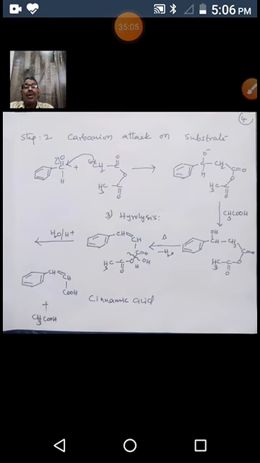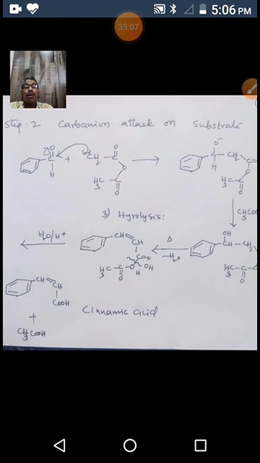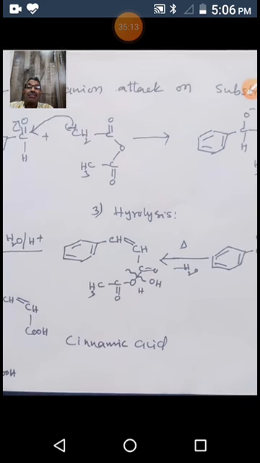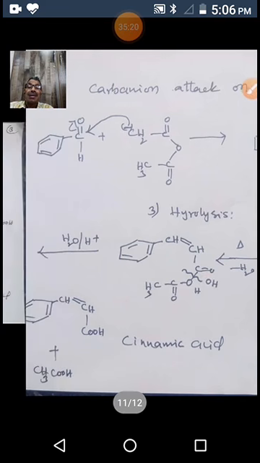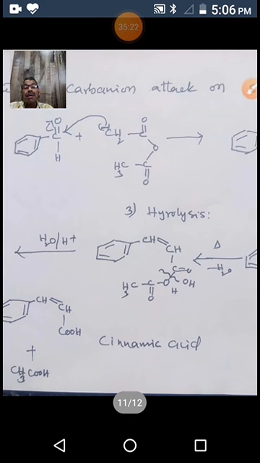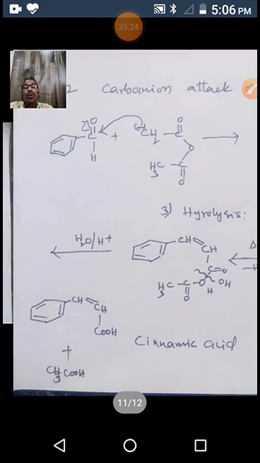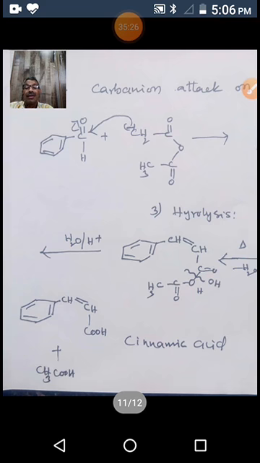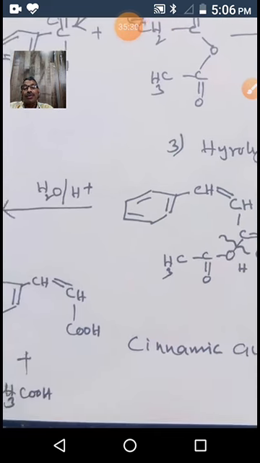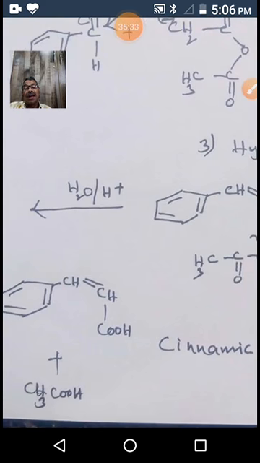on heating, it forms a more stable conjugated ester on dehydration reaction. So that's why it is stable by resonance, by conjugation. This stable ester anhydride undergoes acidic hydrolysis in the presence of water. It is giving hydrolyzed product as two acids. One is cinnamic acid and the other is acetic acid.